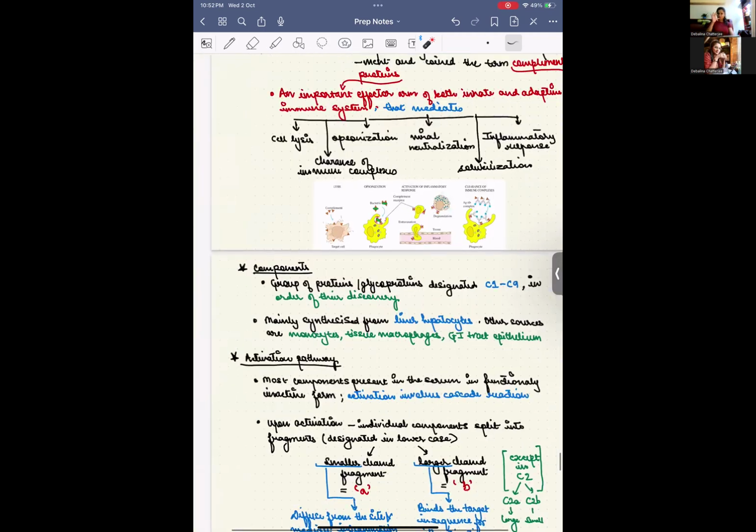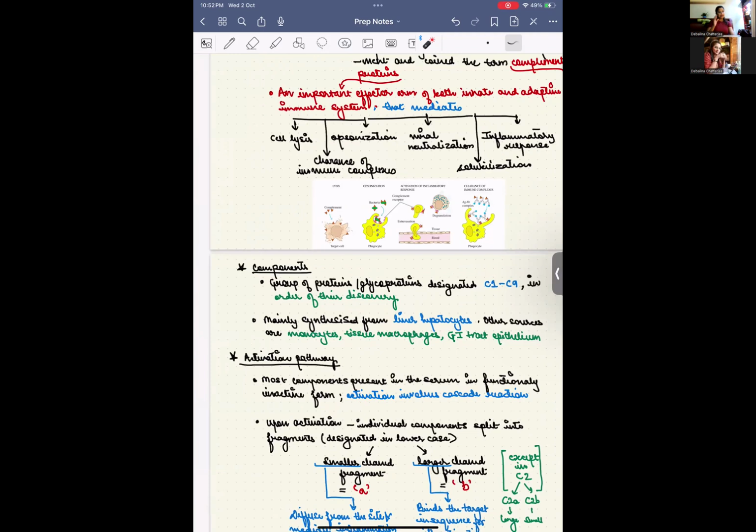Okay, so that's just an overview of all the pathways that are mediated by the complement proteins, and let's now discuss what exactly the process of activation of these proteins is, and what the different pathways and the players involved in it are, right?